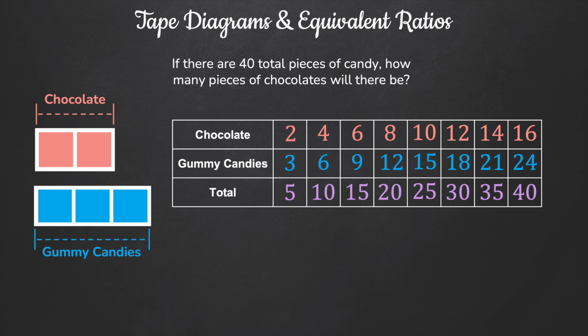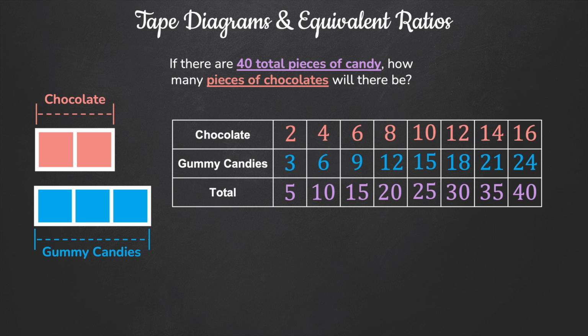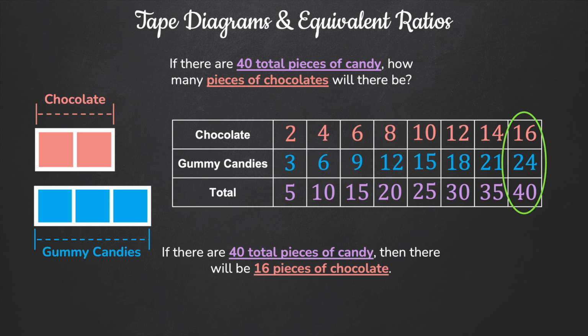Our next question says, if there are 40 total pieces of candy, how many pieces of chocolate will there be? So we're going to look in our table for 40 pieces of candy to figure out how many pieces of chocolate there will be. So here we have 40 total pieces of candy. And if there are 40 total pieces of candy, then there will be 16 pieces of chocolate.